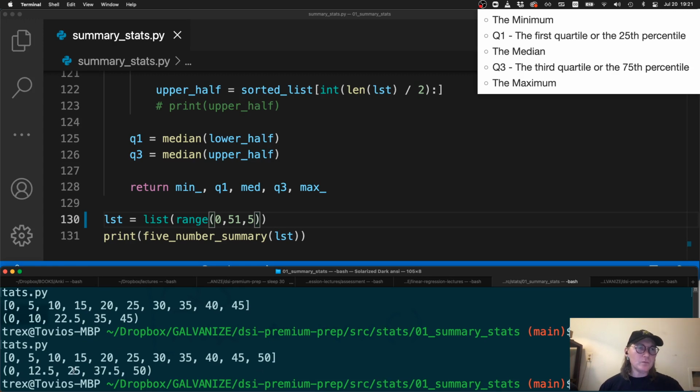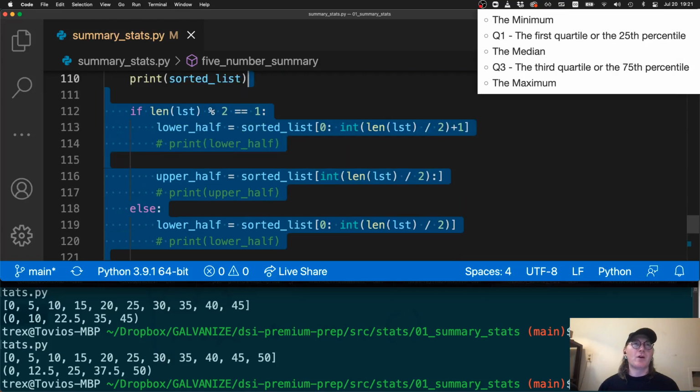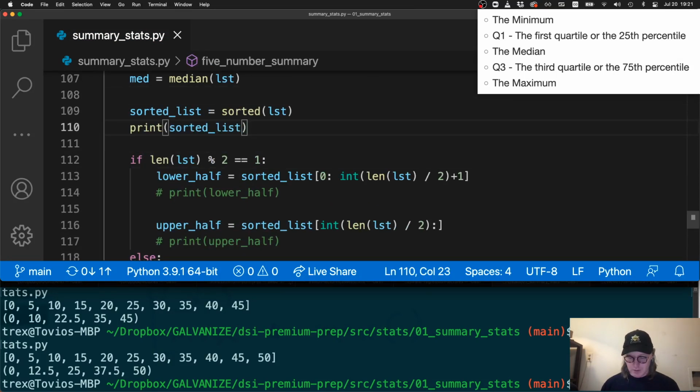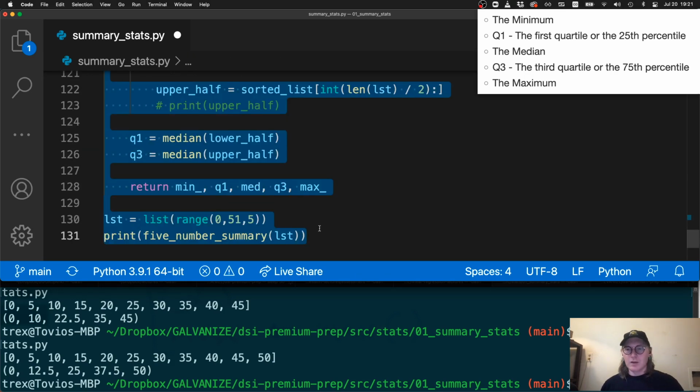So in this case, 25 is our median, 25 is included, and our Q1 is going to be the median that exists between 10 and 15, right? So 12.5. So I think we can see this is working in a way that we might expect it to work. So I'm going to grab all of this. I'm also going to comment out that print sorted list because you don't actually need that. Put this in the Slack. And then I just want to show you.